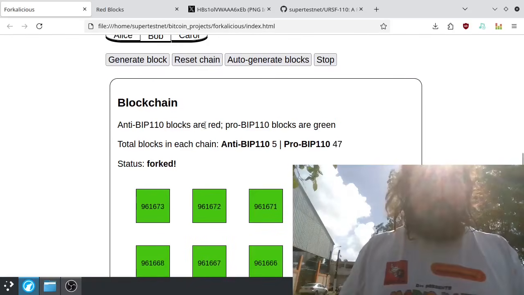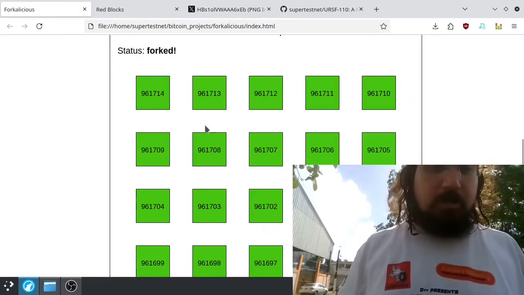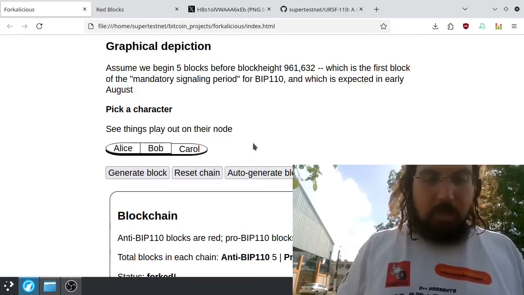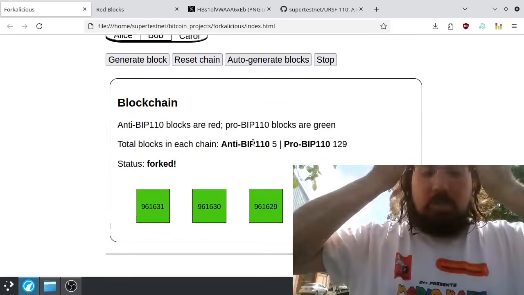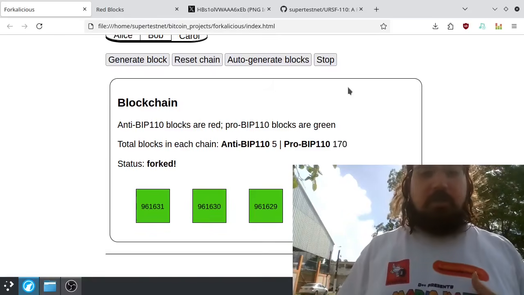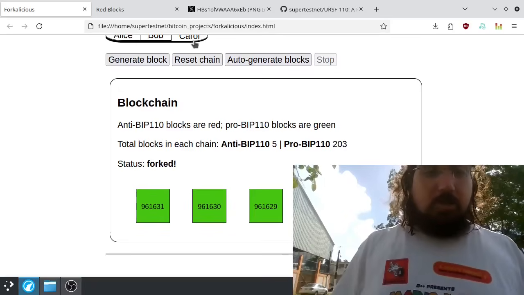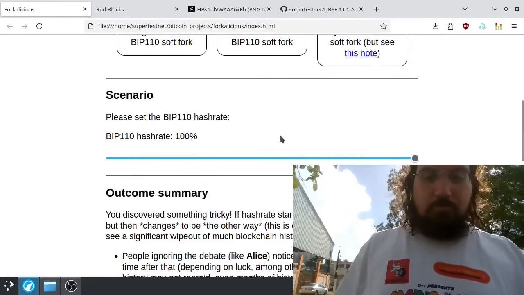If we look at Bob's node, he's enforcing the BIP 110 soft fork, so he's happy because all of these blocks are in favor of BIP 110. But Carol is unhappy. Her node is rejecting BIP 110 blocks. In this scenario, they're all BIP 110, and so she gets forked and stays forked. Okay, so those are the three scenarios.